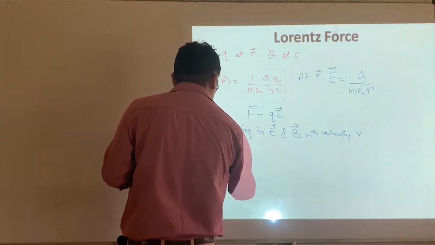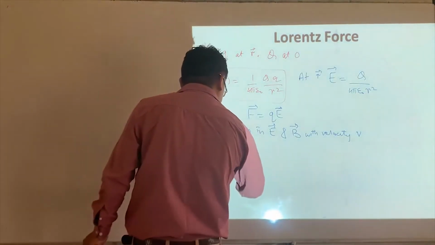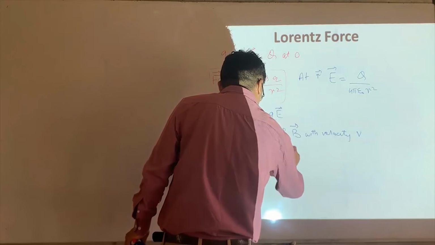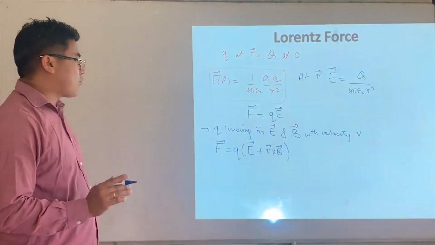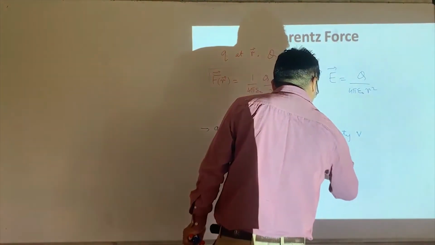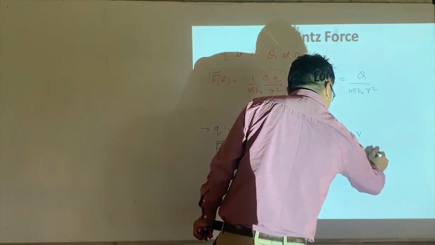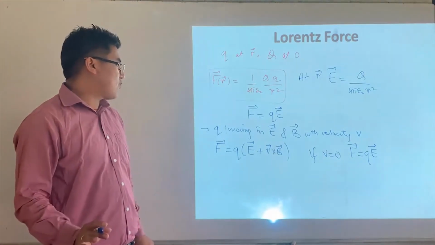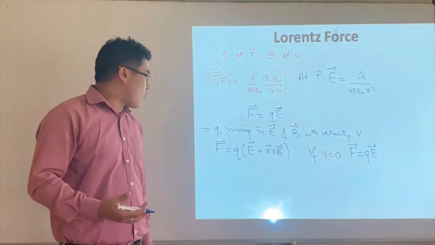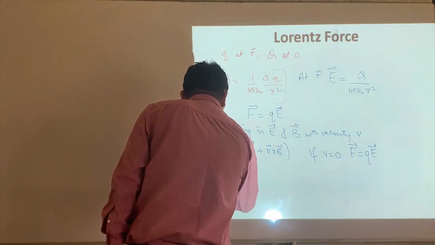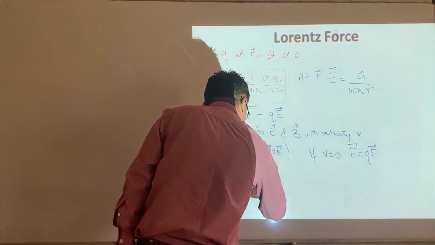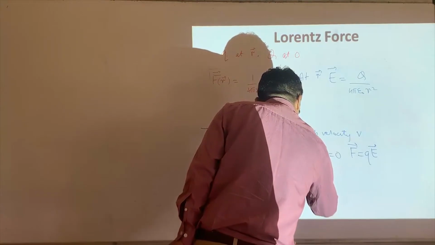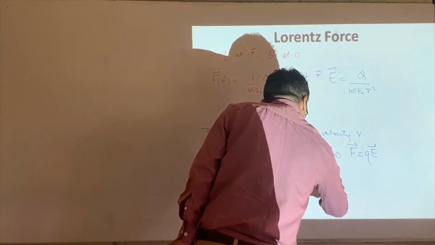So the total force experienced by a moving charge would be Q times E, this is the electric force, plus Q V cross B, this is the magnetic force. This equation implies that if velocity is 0, then this is simply electric force. So if a charge is at rest, it experiences only electric force. If the charge is moving, it experiences electric force as well as magnetic force. This can be written as electric force plus magnetic force.